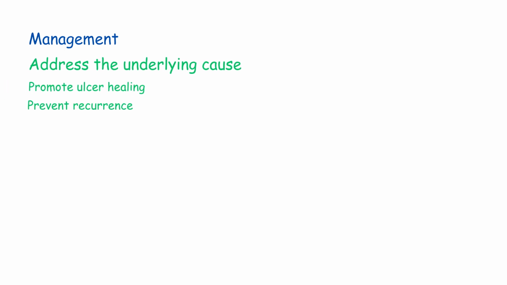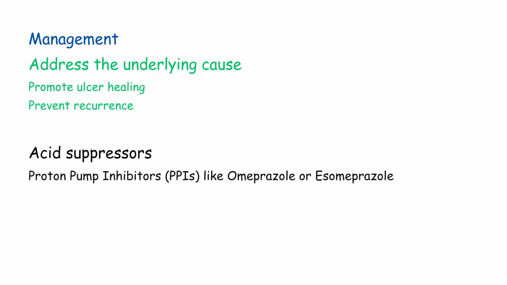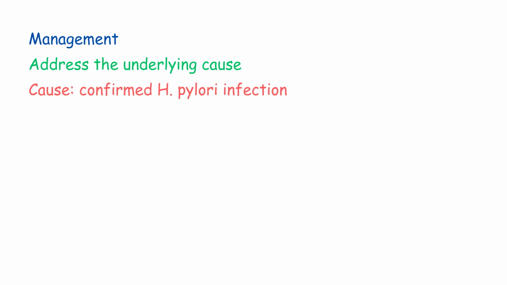Management of PUD involves addressing the underlying cause, promoting ulcer healing, and preventing recurrence. The cornerstone of therapy is acid suppression using proton pump inhibitors, PPIs, like omeprazole or esomeprazole, which are significantly more effective than H2 receptor antagonists like ranitidine. Patients with confirmed H. pylori infection require eradication therapy.